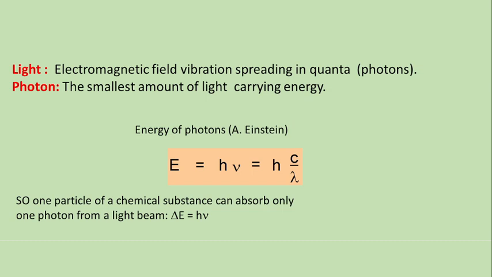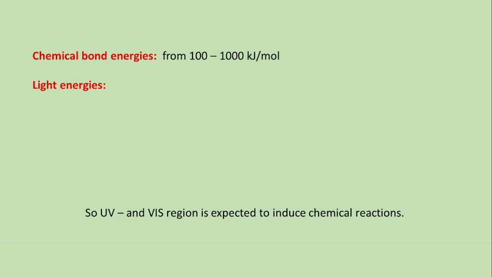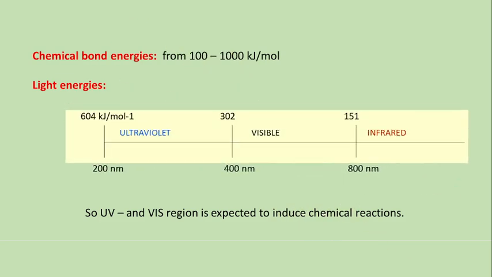That is also h c over lambda, h nu. So one particle of a chemical substance can absorb only one photon from a light beam, that is E is equal to h nu. We all know what is there. Depending on this light absorption, there are various energy levels, firstly light energies.